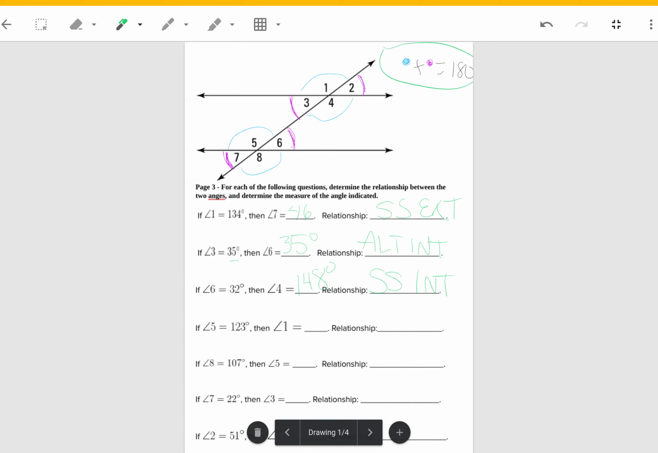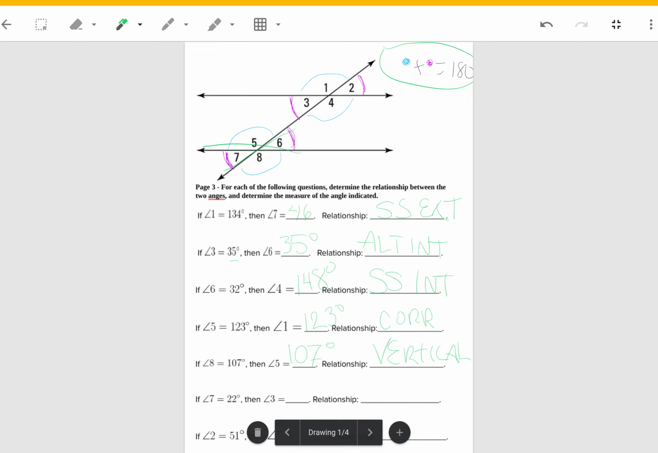Angle 1 and angle 5, those are corresponding. Watch previously in the video if you need help with that. Again, this is in your notes, and corresponding, they're both blue, so then they have to be 123. 8 and 5, those are at the X here, so then they are vertical, and vertical is going to be congruent because those are both blue, so then that's 107.